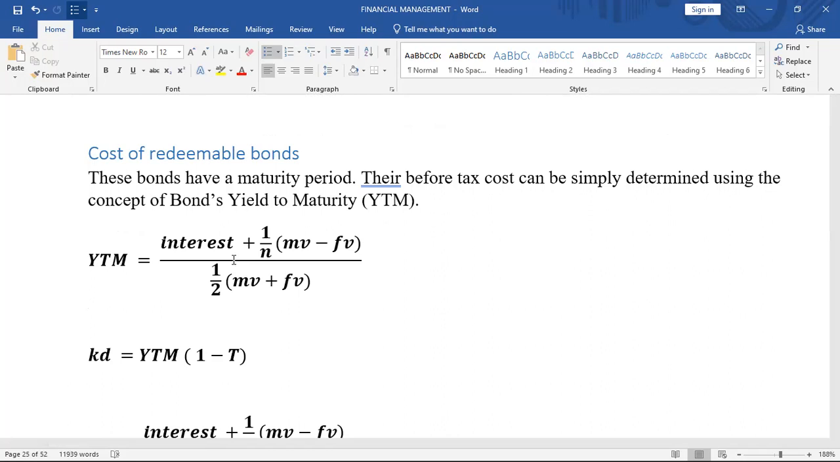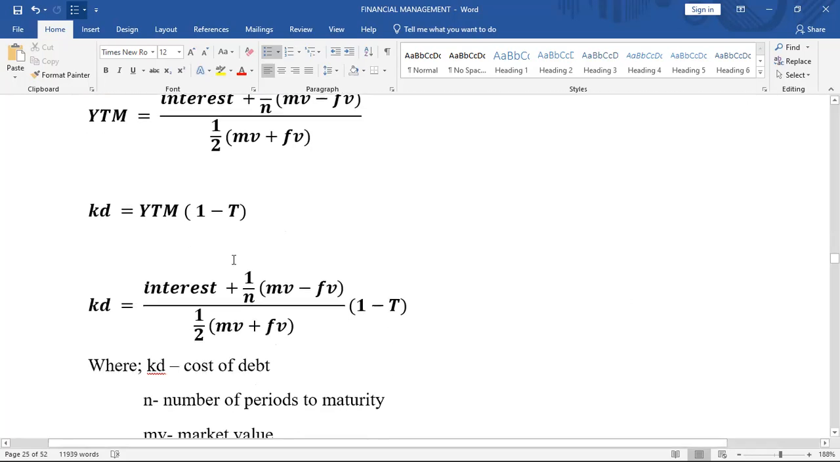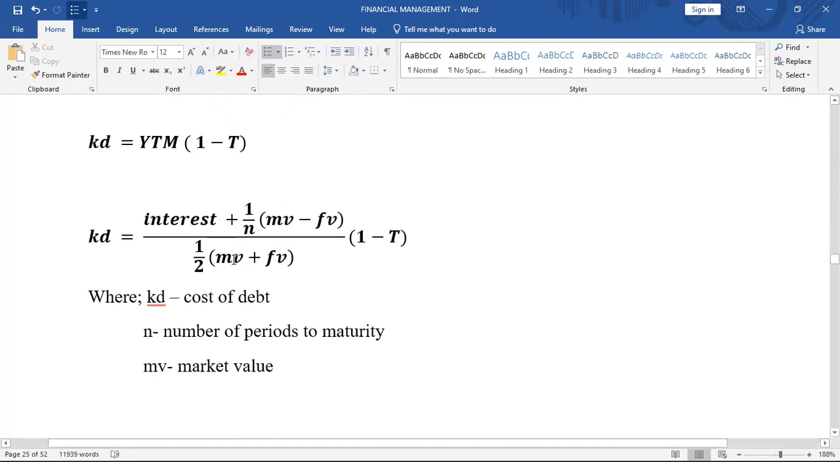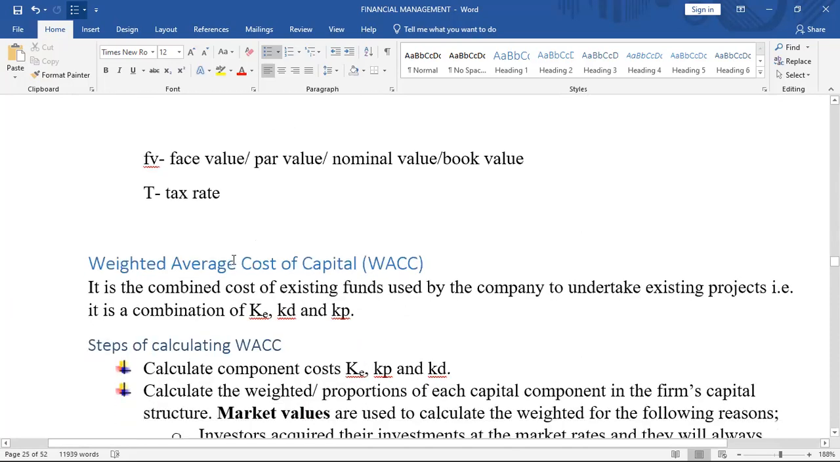And we are saying that their before-tax cost can be simply determined using the concept of bond yield to maturity. So to get our YTM, you can see we normally take the interest, divide by the number of years, but we take into brackets the market value minus the face value, then you divide by the summation of the two, divided by 2. Then you attach your adjustment for the tax purposes, and you can see that is what I have already done.